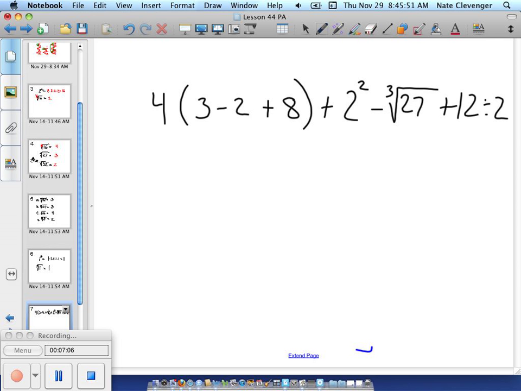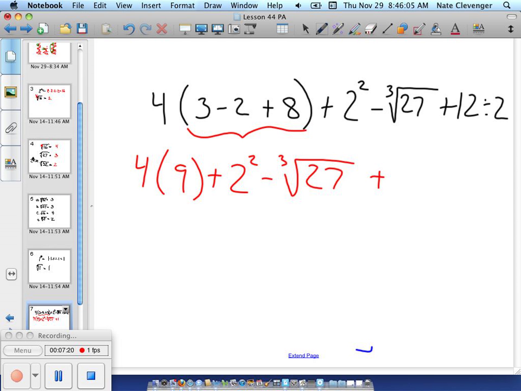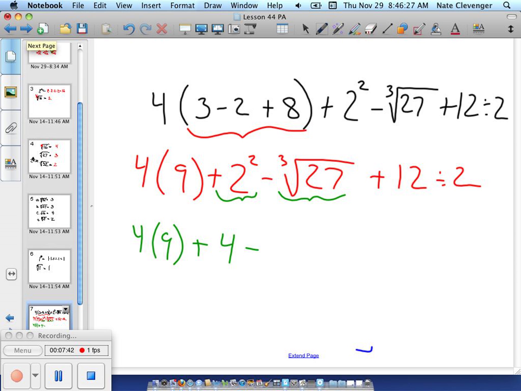Okay? So the order of operations on this problem says we need to do this first. 1 plus 8 is 4, 3 minus 2 is 1, plus 8 is 9. And then I'm going to rewrite the rest of this to keep it clean so everybody can see where the steps are. Okay, so we took care of parentheses. Now we need to do exponents and roots. And we have 9 plus 4, 2 squared and the cube root of 27. So 2 squared is 4, minus the cube root of 27 is 3, plus 12 divided by 2.